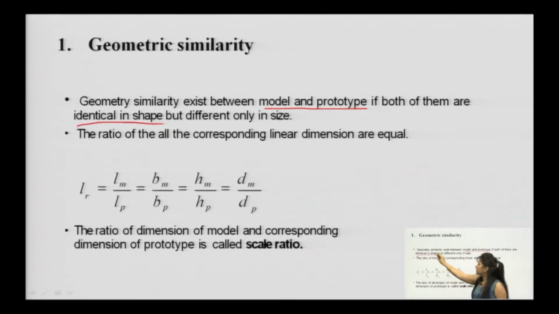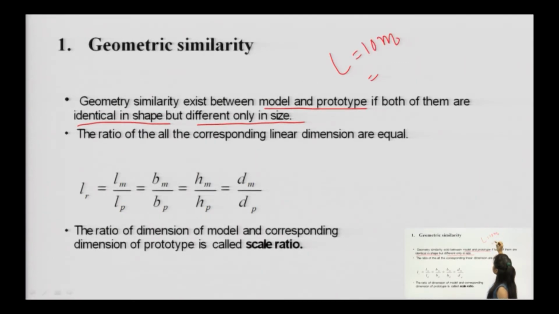Make sure they both are identical in shape, but only different in size. That is, let us suppose your original length is 10 meters, then for the smaller value you can take it as 1 mm, representing 10 meters as 1 mm, and on that scale you can work it out. So, the ratio of all these corresponding linear dimensions will always be equal.